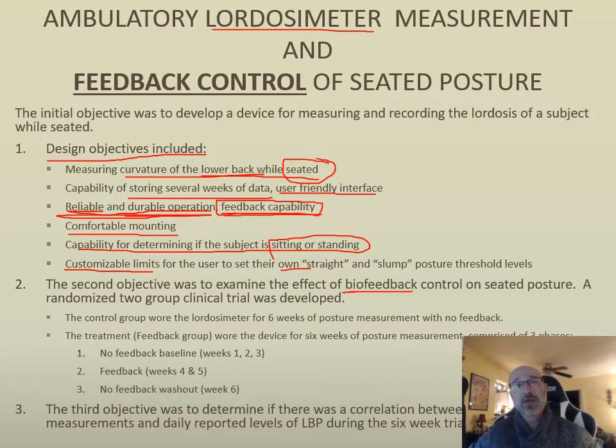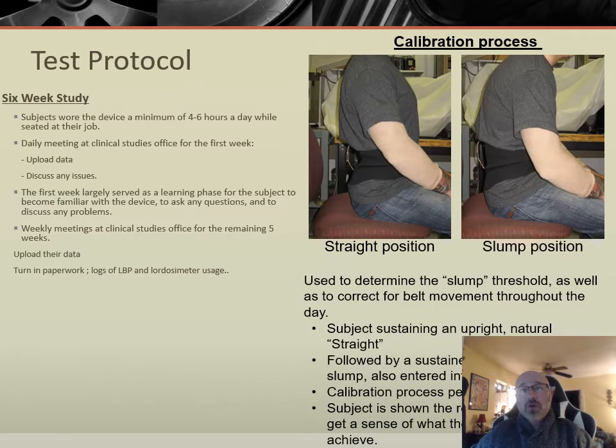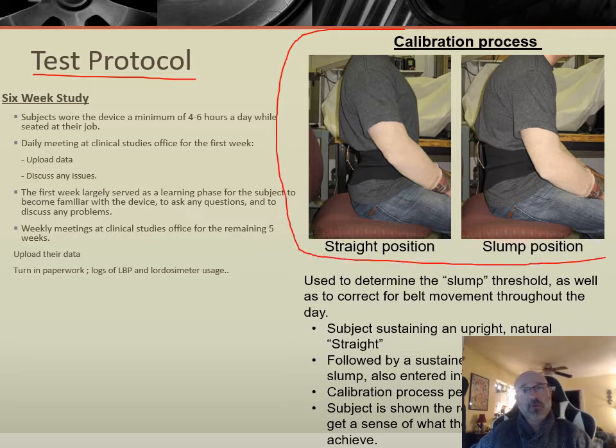So that was the second part of the study, to see if we can utilize that biofeedback in order to train a person to stay in better posture once they stop using this device. So in order to do this, we developed test protocols, a whole clinical study that we utilized. I won't get into too much of that now. We'll just focus on the feedback control portion of this project here.